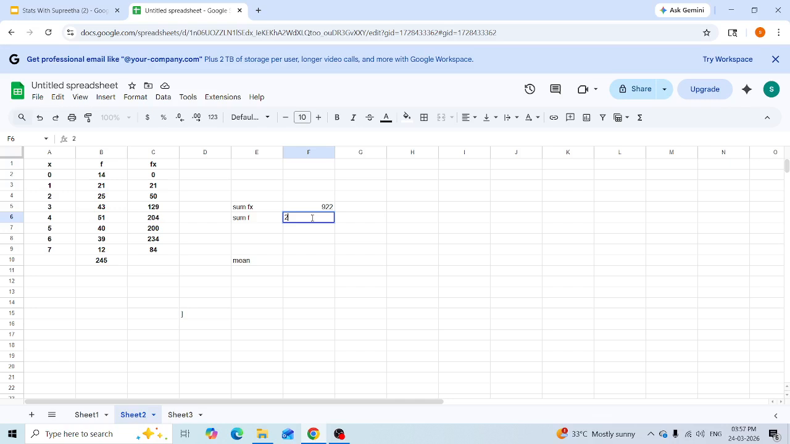already given, 245. Now find the mean. Mean is nothing but sum of fx divided by sum of f. So this is the number. So the number of calls per minute is 3.76. Okay.